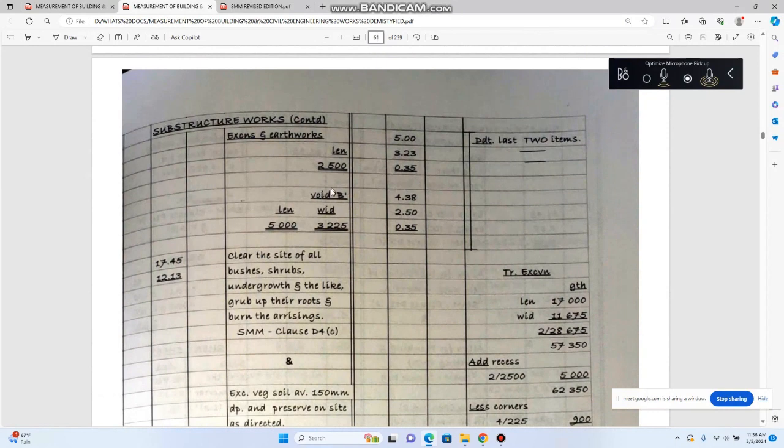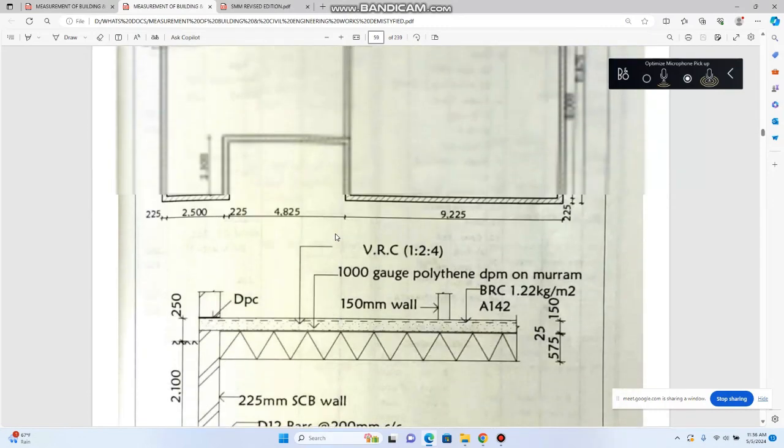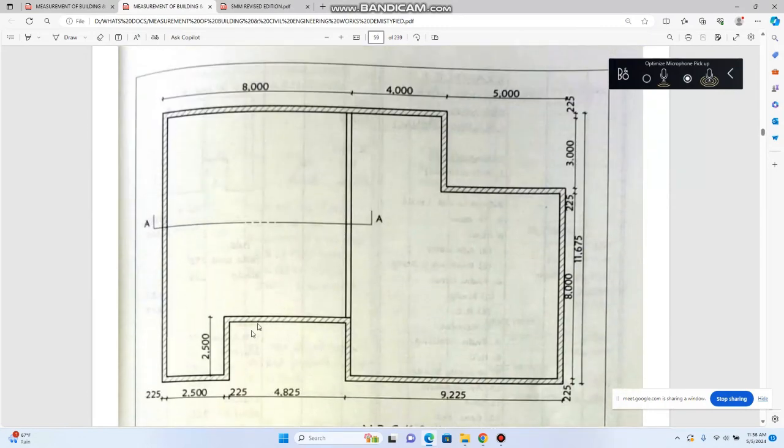Okay, let's go to this one, void B. First of all, let me take you to the drawing so that you can be able to measure. We have said this one is void. Which one is A? Which one is B? This one is void A. Yes, A. All right, thank you. Now, how do you measure the area of void A?